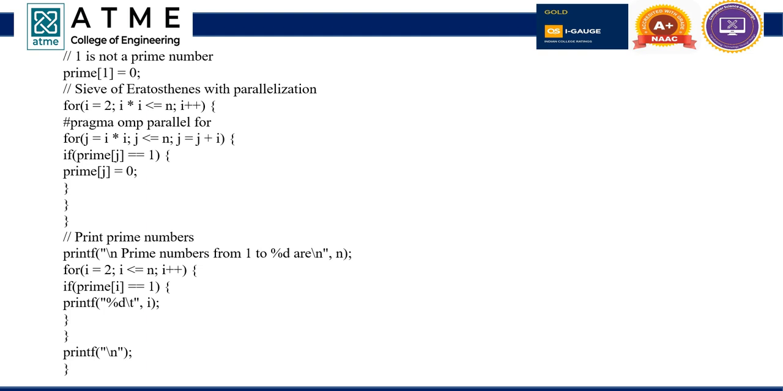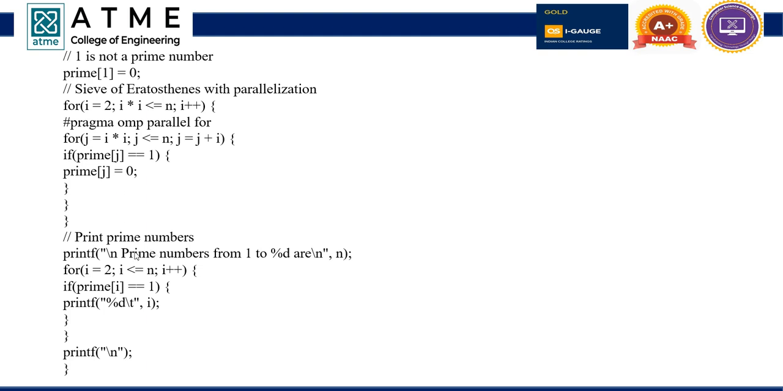Now, pragma omp parallel for. So you have to initialize this pragma for OpenMP. For j is equal to i into i, j is less than or equal to n, and j plus equals i. So if prime of j is equal to 1, then initialize the next value, otherwise mark it as non-prime.